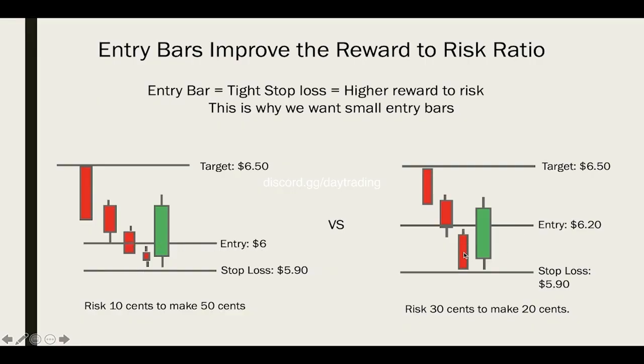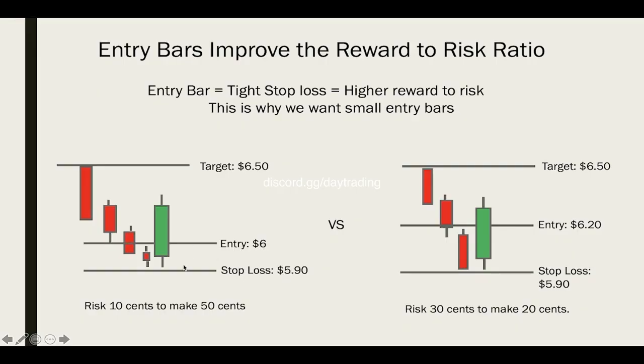However, in this case, our entry has to be over this candle because we don't have an entry bar. So in this case, we have a larger entry. It's at $6.20 compared to $6. Our target in both of these scenarios is $6.50. Right? So our stop losses are the same, our targets are the same. However, because we have an entry bar here, we actually have a clear entry price compared to this one. So in this case, we are risking 10 cents, right? Because that's the size of our stop, $6 minus $5.90.